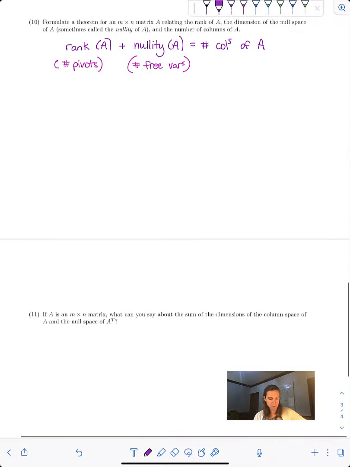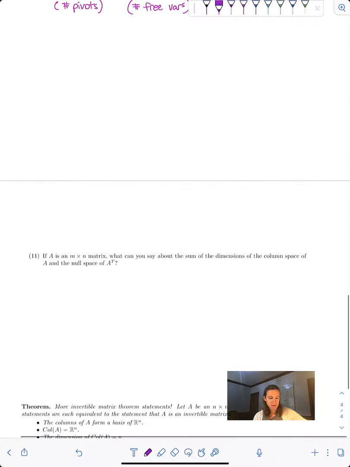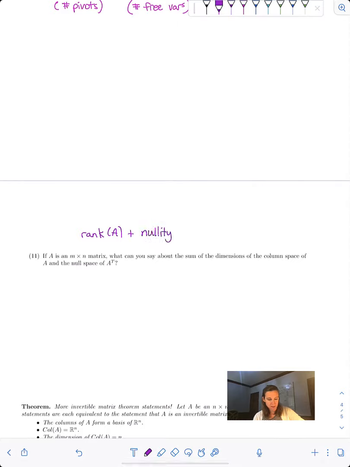Okay, so one more question about this. If we have an m by n matrix, we want to understand what we can say about the sum of the dimensions of the column space of A. So let me write this down. We want the dimension of the column space of A, which is the rank of A, plus the nullity of A transpose. And A is m by n.